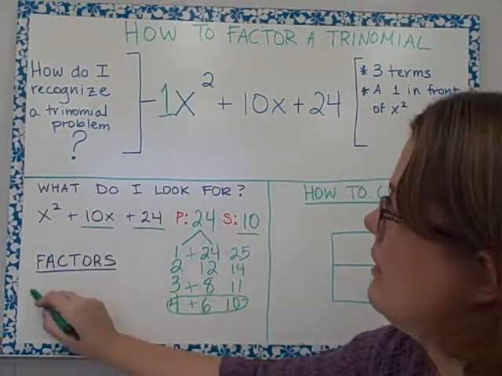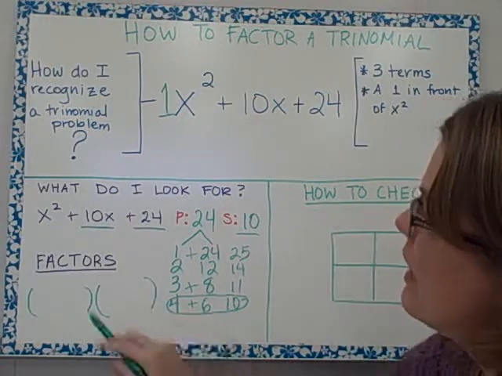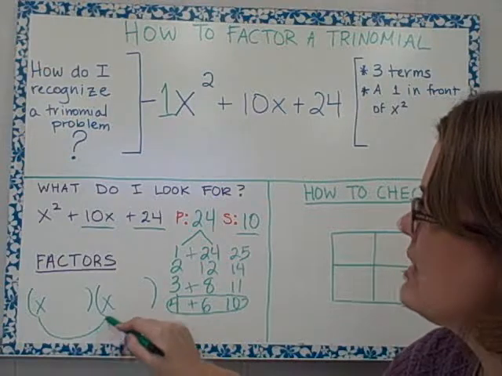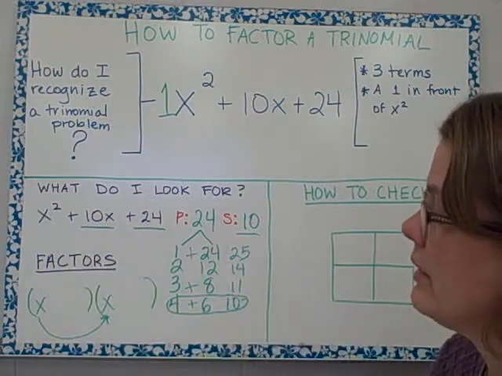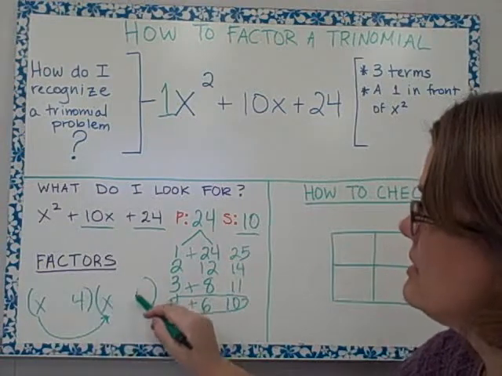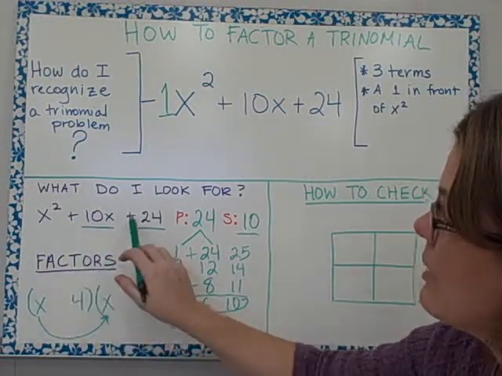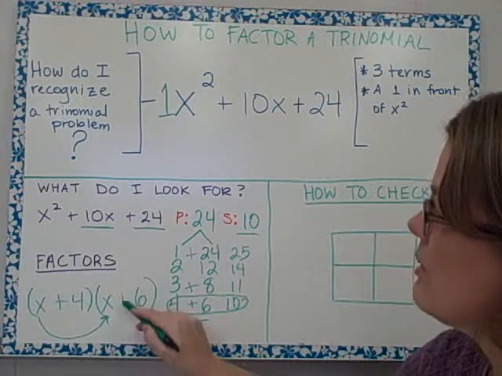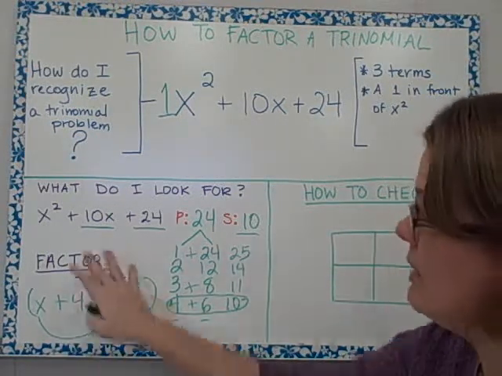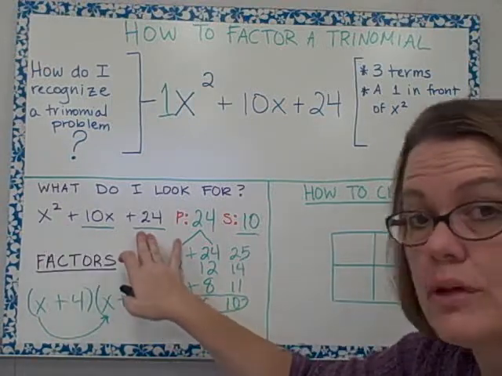So I look at my problem. I know I get my first term from x times x. That gives me my x squared. Now I need the 4 and the 6 in place. All of these were positive, so both of these will be positive. And now I have my two factors that will give me x squared plus 10x plus 24.